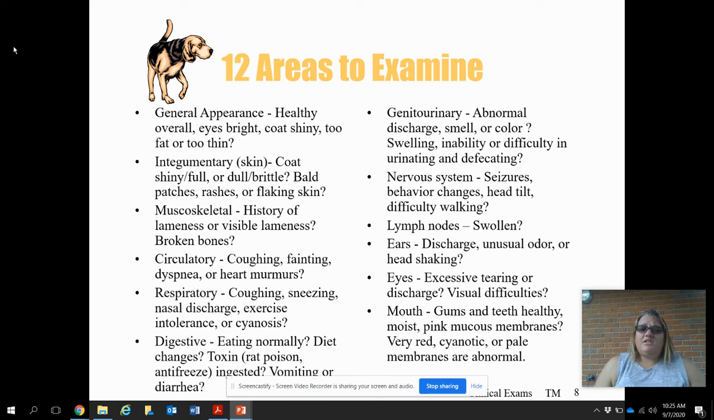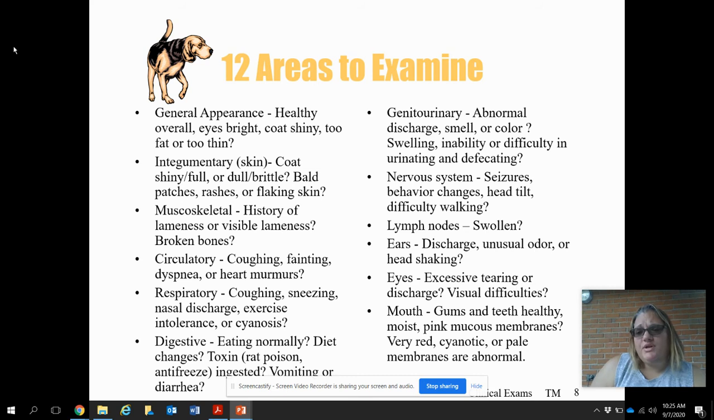The musculoskeletal system: history of lameness. Violet was limping a few weeks ago, something like that. I think she had just chased a squirrel too hard and needed a few days to recover from that. But she did have a history of lameness there. Any broken bones would be part of the skeletal system.